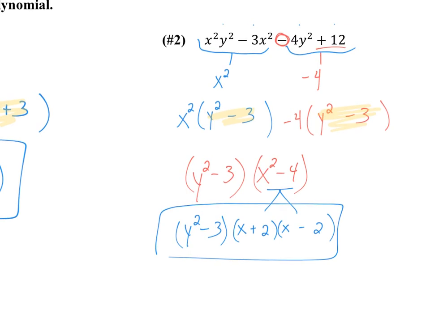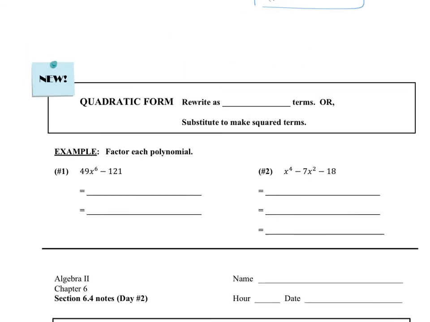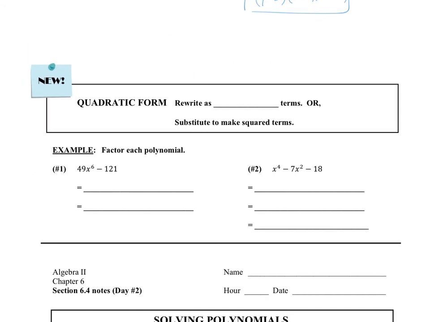Okay, so most of the stuff we covered, the grouping, the GCF, all that stuff should be reviewed. The sum and difference of cubes is what's new. There's one more sort of new thing I'm going to show you. We call it quadratic form, and it's when we have big exponents. Like if you look here, we have x to the 6th, x to the 4th. Those are big exponents. So what we do for this one is we're going to write these as squared terms.